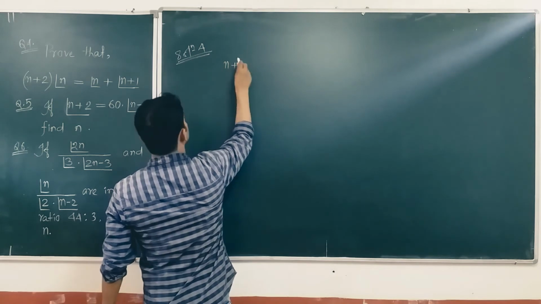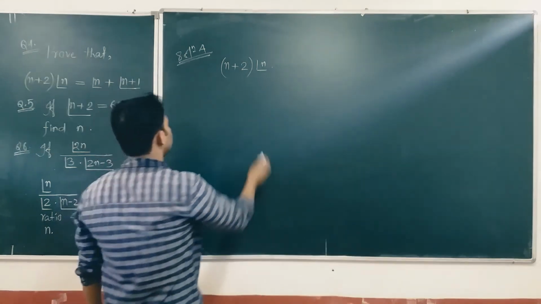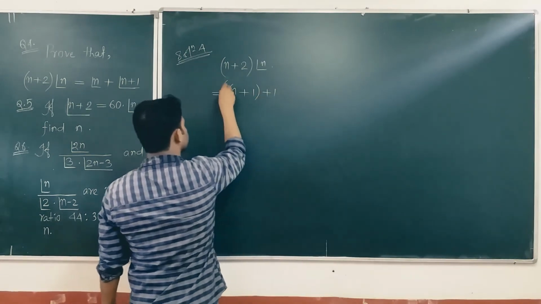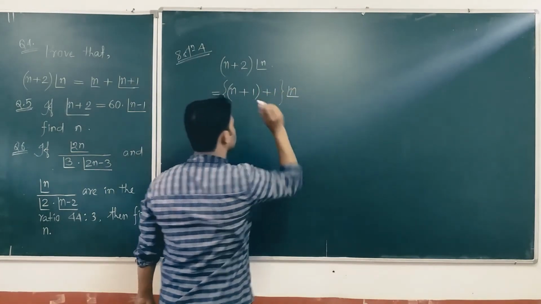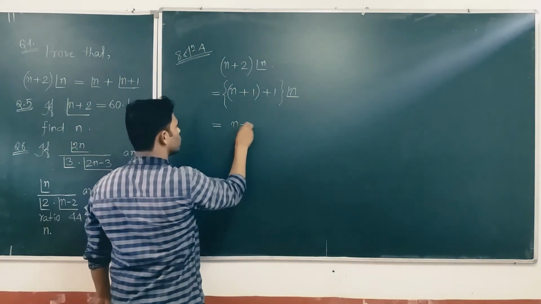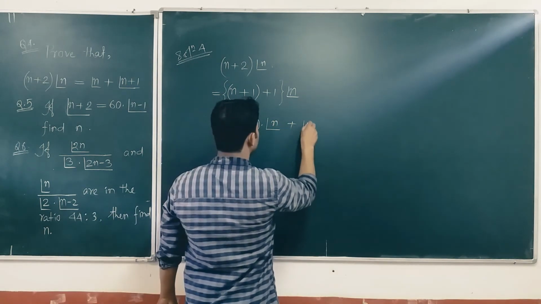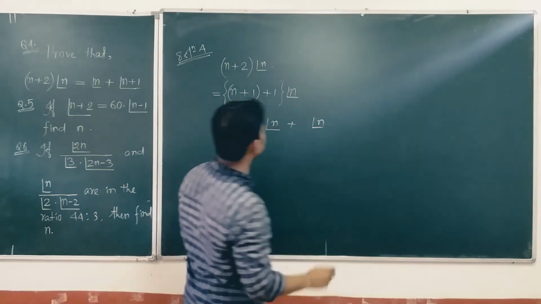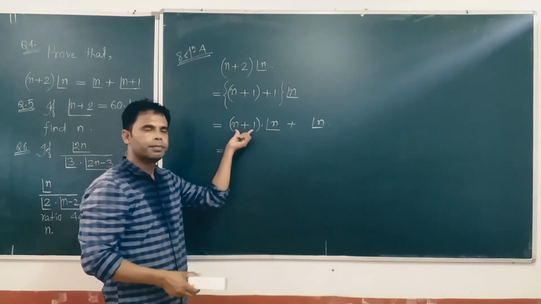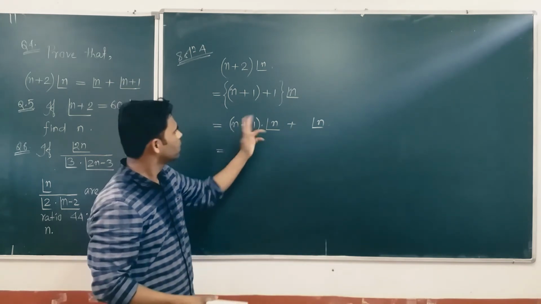So the left hand side is n plus 2 into factorial of n, and that is equal to, you see, it can be expressed like this: n plus 1 then plus 1, into factorial of n. Completing the product, it is n plus 1 into factorial n, then plus 1 into factorial n, which is just plus factorial n. Now you see, by the property of factorial, the outer number is 1 more than the inner number. Therefore this number can be pushed into the factorial sign.